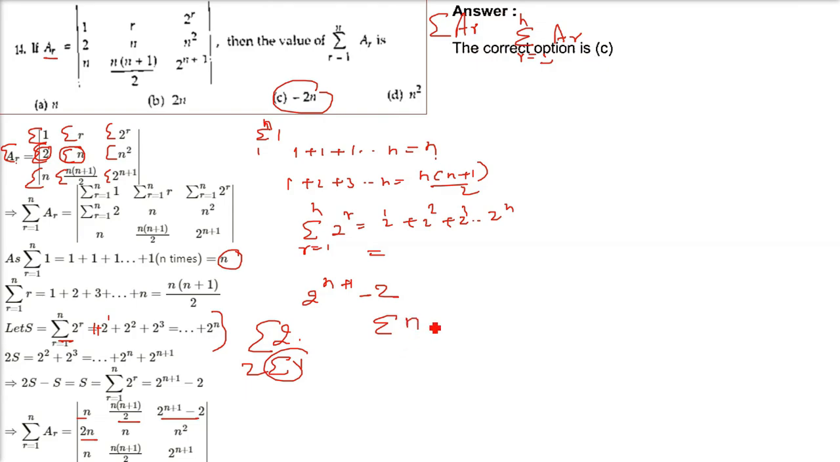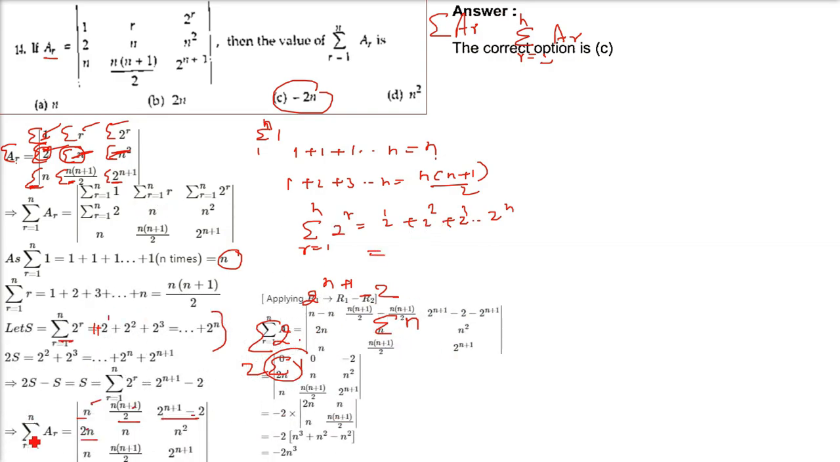Okay, so sigma n, because the addition is from r equals 1 to n. Since r is not there, it is a constant term, so it will remain as n. Okay. So we are only interested in sigma 1, sigma r, sigma 2 raise r and sigma 2. So these 4 terms, the addition I have already written. Sigma 1 was n, sigma r is n into n plus 1 by 2, sigma 2 raise r is 2 raise n plus 1 minus 2.